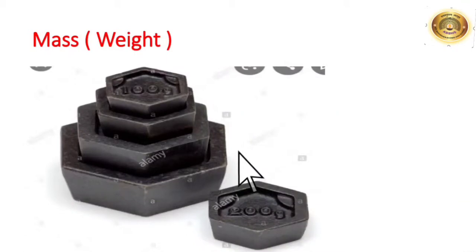So these are some weights that you see whenever you go to a vegetable market or a grocery shop. Iron weights of 200 grams, 100 grams, 10 grams, 50 grams, 1 kg, 5 kg, 3 kg, 250 grams and so on. So these are the things that we are going to learn today in detail. What are kgs, what are grams?